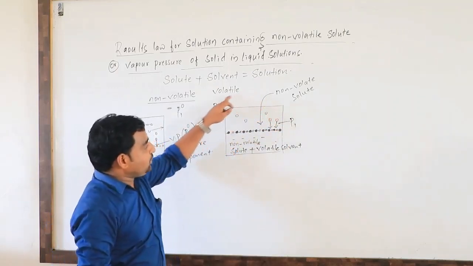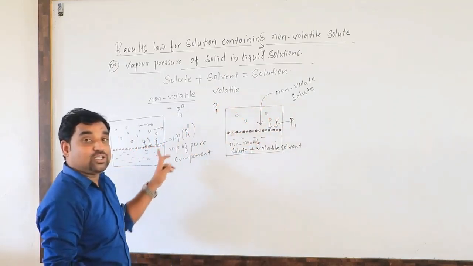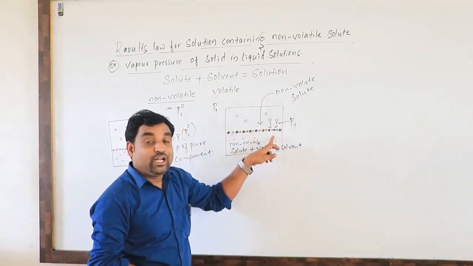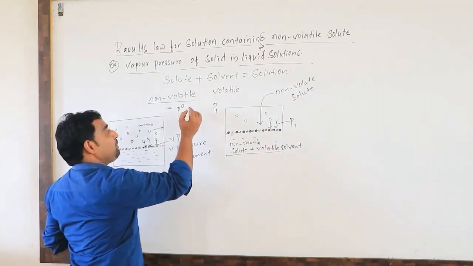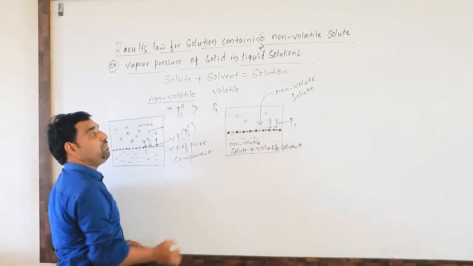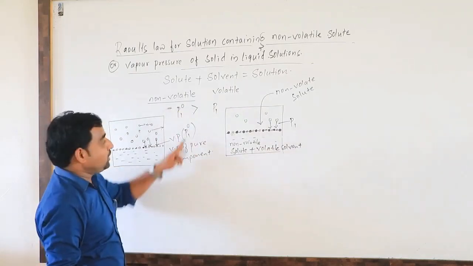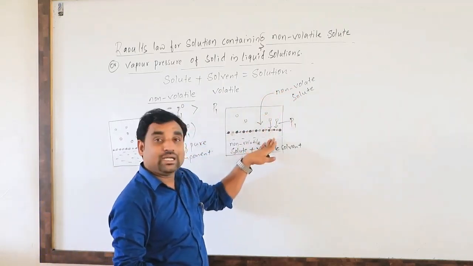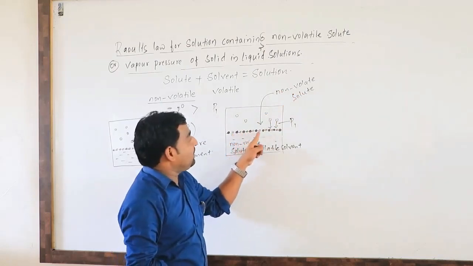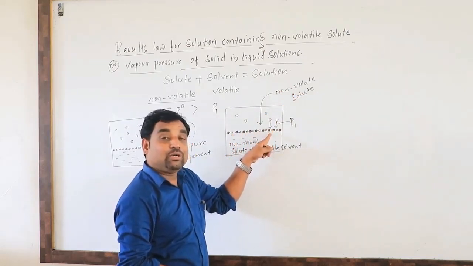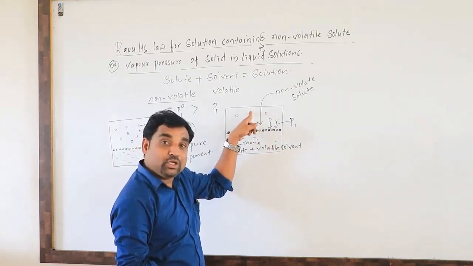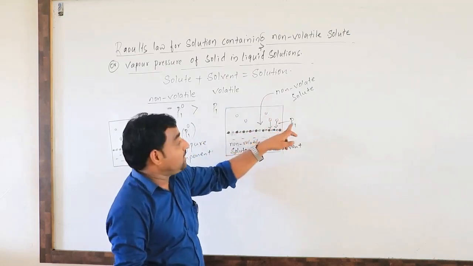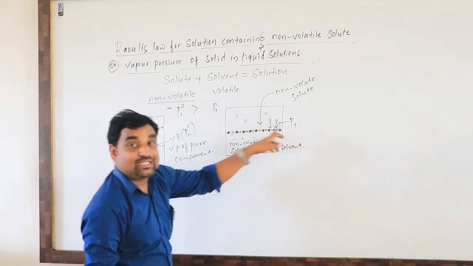Here the total vapor pressure of the solution is less than the pure solvent because the non-volatile solute will accumulate on the surface of the liquid. Because of that, the vapor pressure of the pure solvent is more than P1. Why? Because of the non-volatile solute. This solute will not evaporate, only the solvent particles will evaporate. Fewer solvent particles will form fewer vapor molecules. Those fewer vapor molecules will exert less pressure, hence the total pressure will be less than the pure solvent.